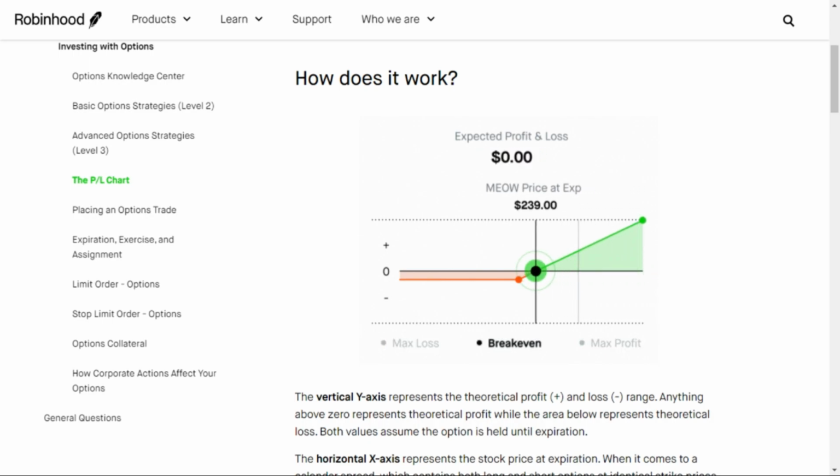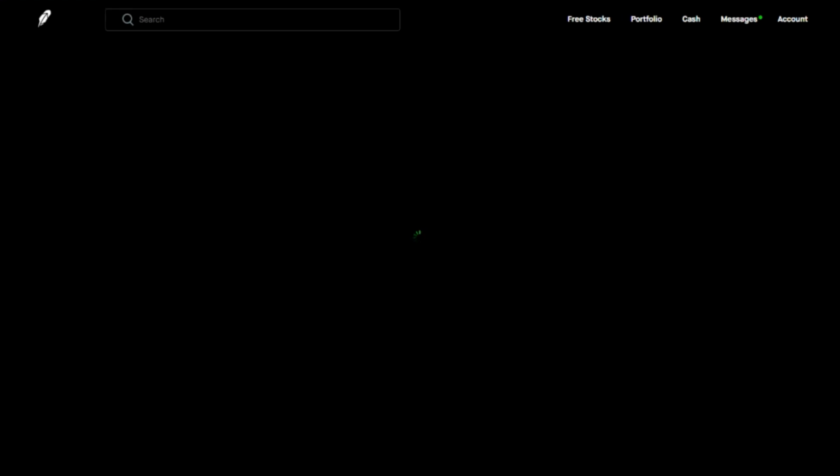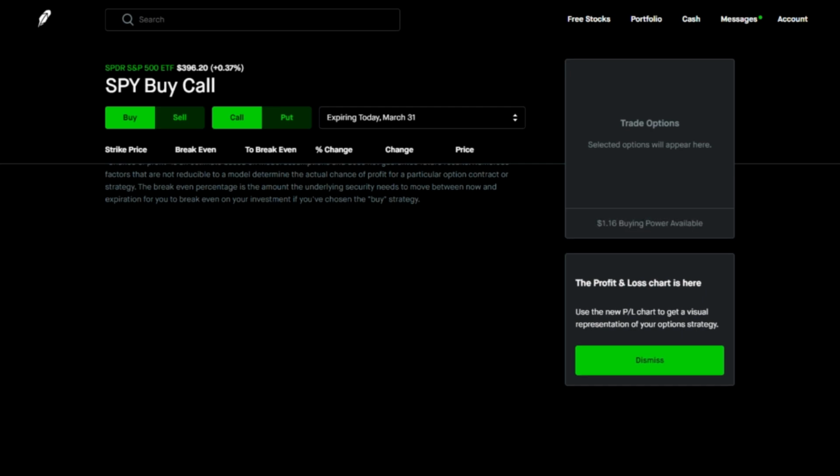First we're going to look at how it looks on the desktop version. We're going to look at the SPY, which is one of the most liquid options out there, and at this profit and loss chart. This is the Spider ETF, ticker symbol SPY, which tracks the S&P 500, the 500 biggest companies in the United States. What we're going to do here is click on trade SPY options. It's going to take us to the options chain.